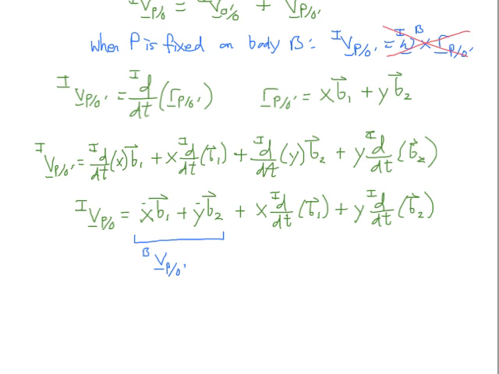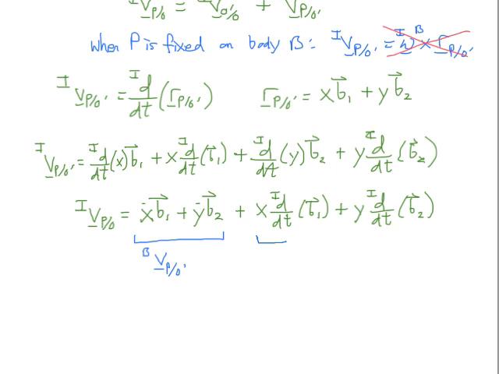Because if you're rigidly attached, or you're fixed to frame B, and it's rotating, it's translating, it's doing whatever it's doing within the inertial reference frame, then this is exactly what you observe. You would observe the point moving at a speed in the b1 direction of x dot and a speed in the b2 direction of y dot.